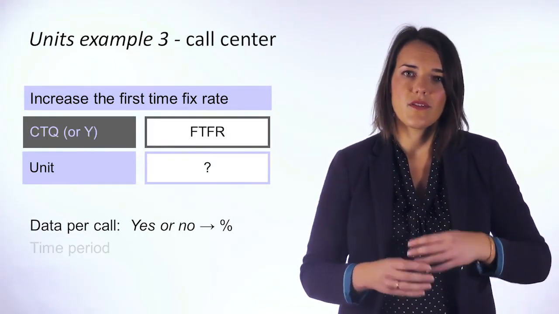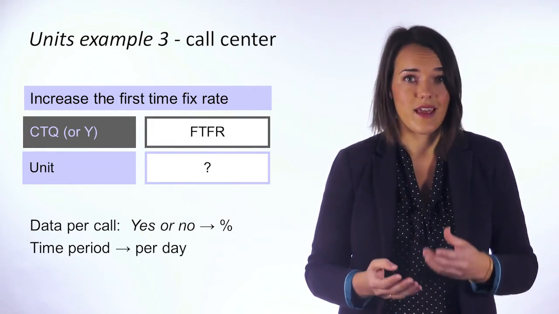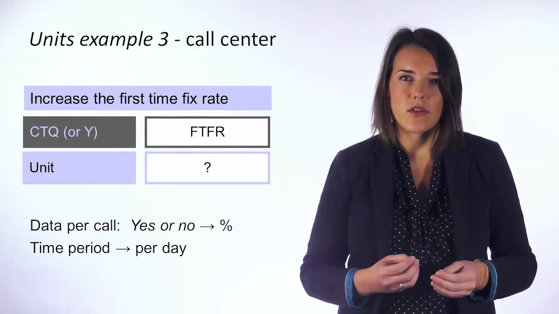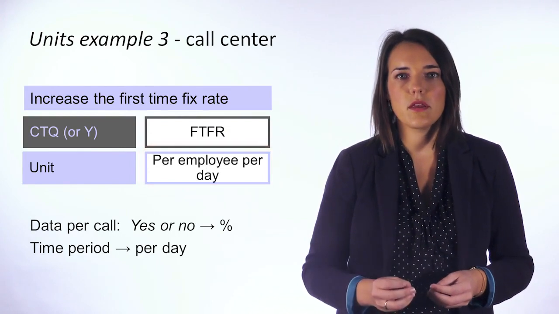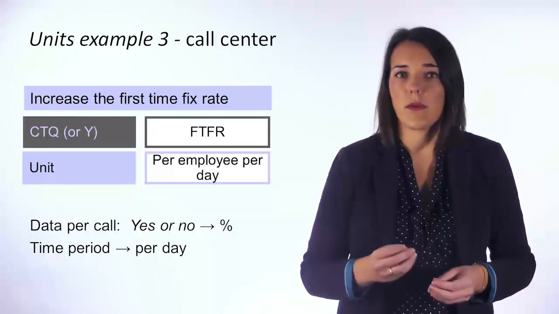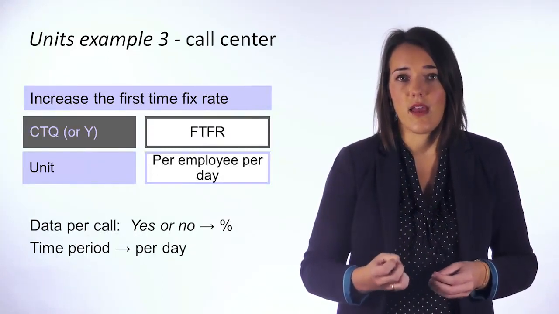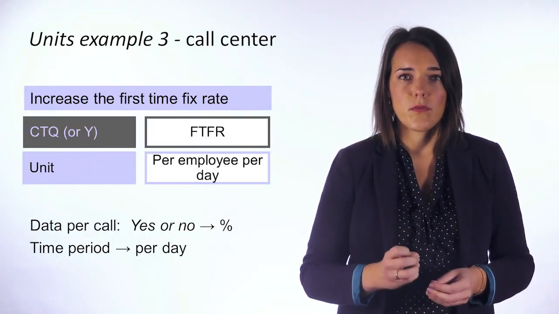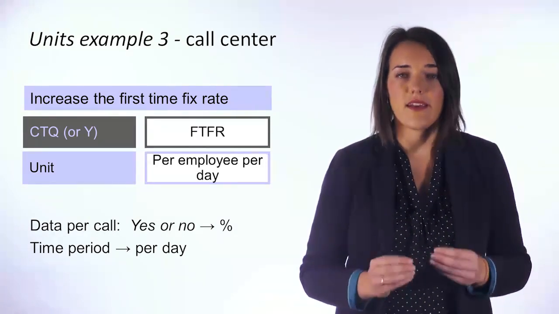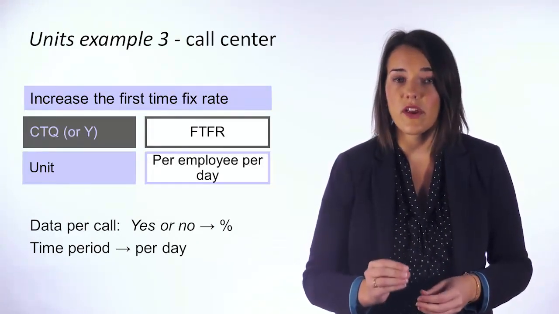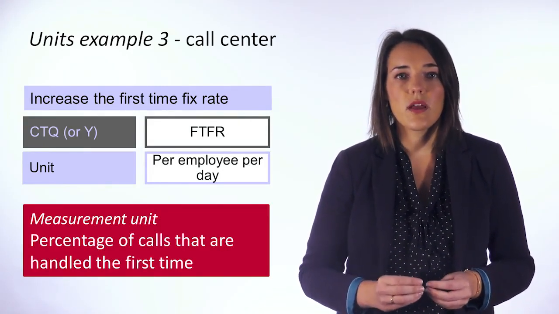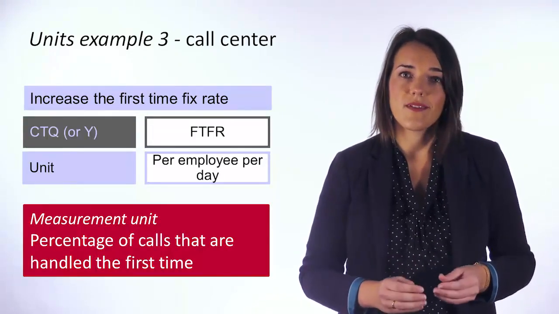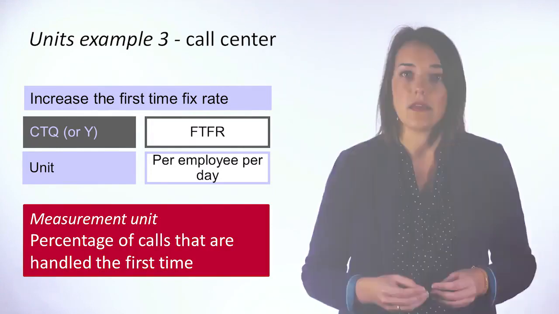This has to be measured in a time period, for instance, per day. So, can you guess the unit of our variable first-time fix? The unit is per employee per day, or could also be per employee per week. For each day or week and for each employee, you measure the percentage of calls that have a yes, and this gives you the first-time fix rate. The measurement unit is the percentage of calls that are handled the first time right, and this is what your measurement will mean. Let's take a look at some terminology.